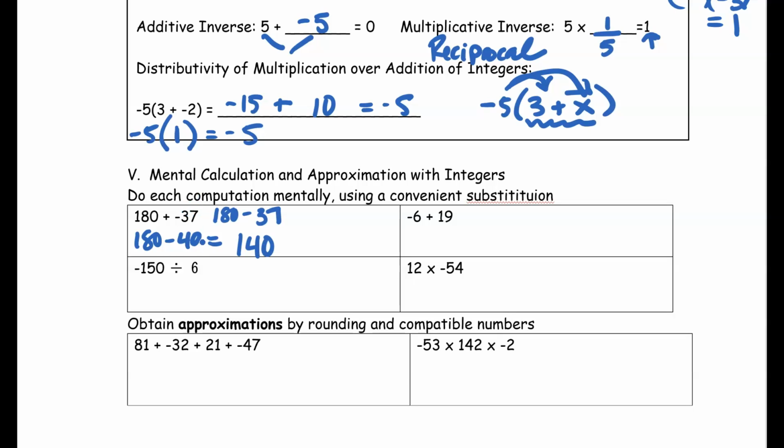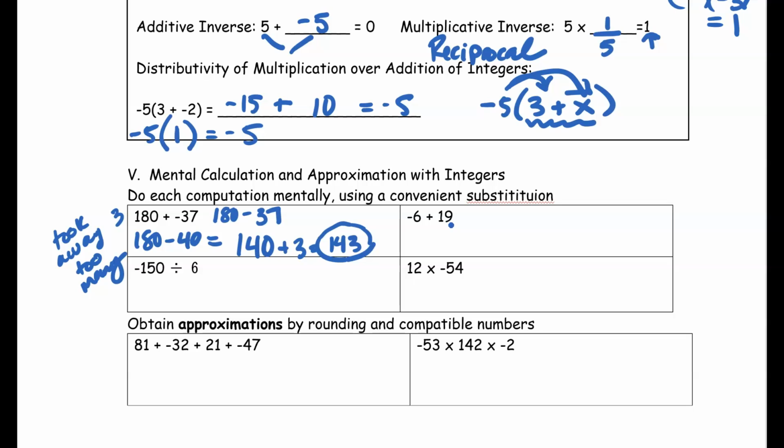I would compensate for my adjustment. So what I did is I took away 3 too many. I took away 40 instead of 37. So then what I would do is I would just add 3 to compensate at the end. Okay, written out, it looks more complicated, but when you do this in your head, it's actually simpler.